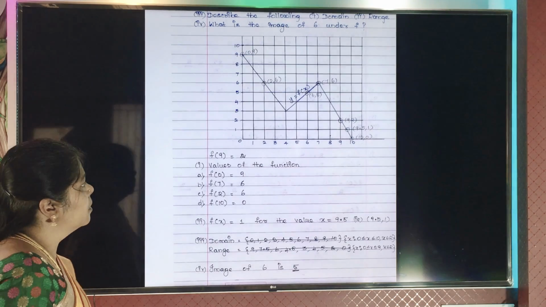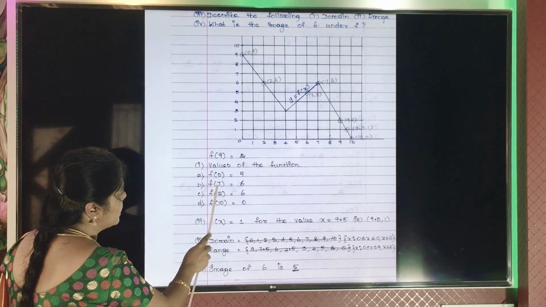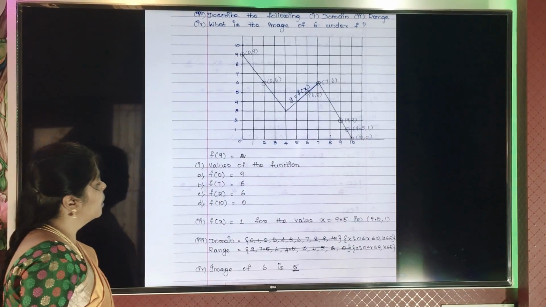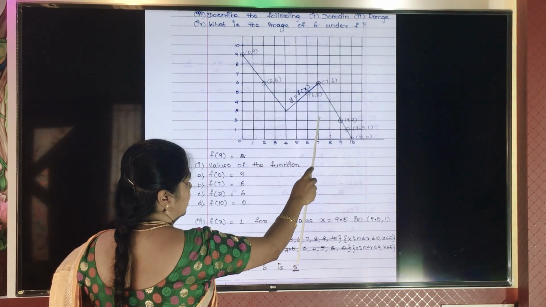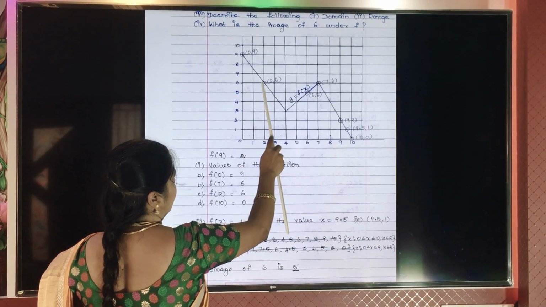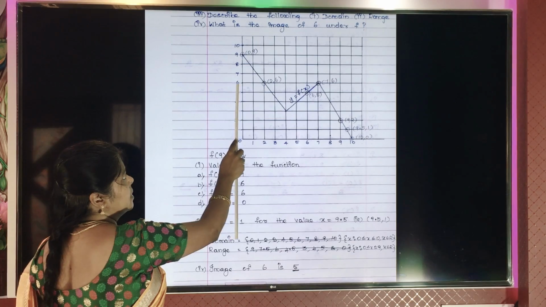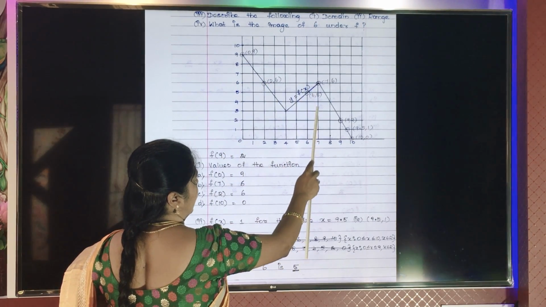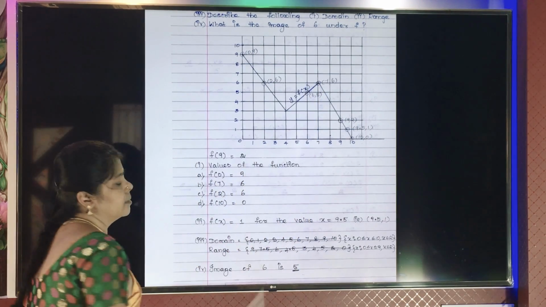Have you understood? Next, f of 7. You need to find 7 in the horizontal axis. See, I have found 7 here. Now, at the value 7, what is the corresponding value that is linked with the 7? 6. From the vertical axis, the number 6 intersects with the value 7. So for 7 it is 6.